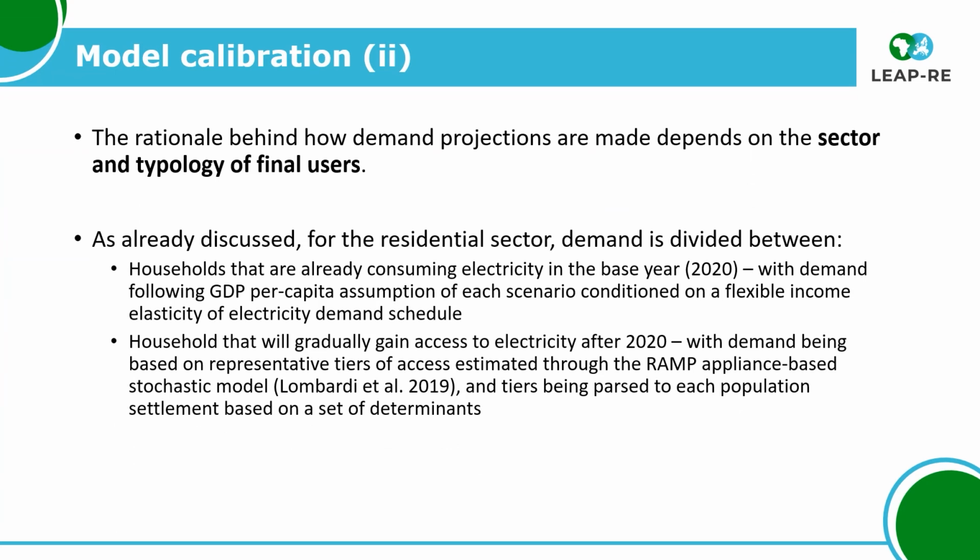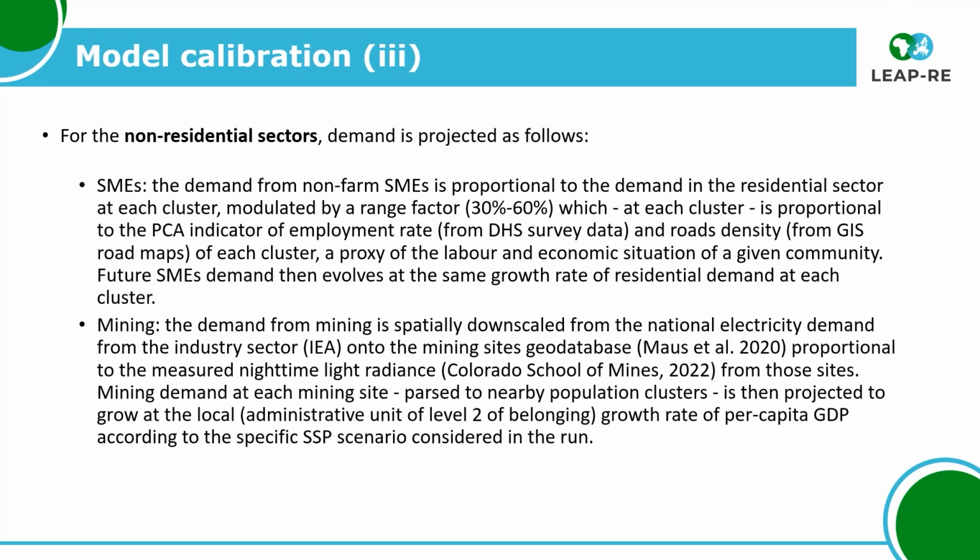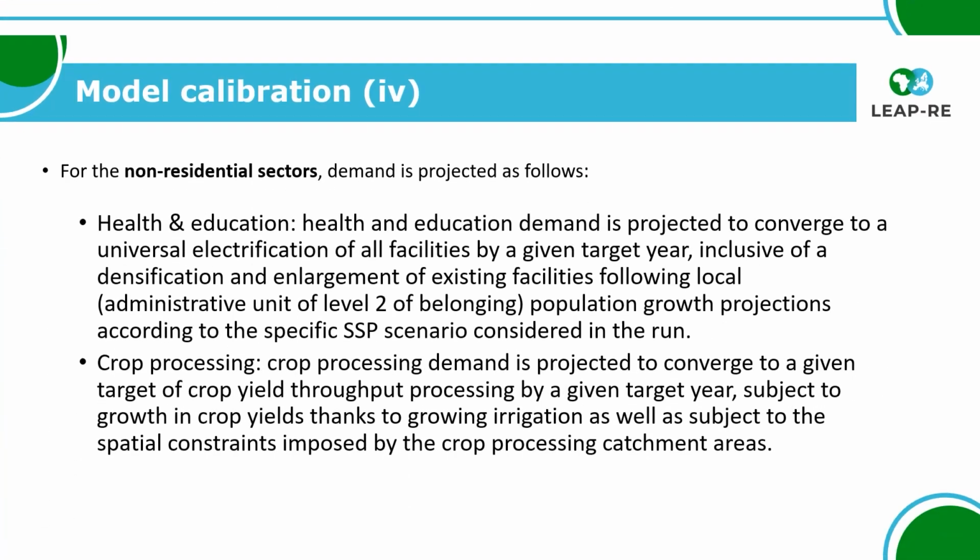The rationale behind how demand projections are made then depends on the sector and typology of final users. So for instance, for the residential sector, demand is divided between households with and without electricity access. And then, as described before in the residential module, basically there are different assumptions on how to project into the future, starting from the calibrated value. But for the non-residential sector, demand is projected following other assumptions in terms of GDP per capita growth or in terms of a certain markup range tied to the residential sector for the SMEs sector.